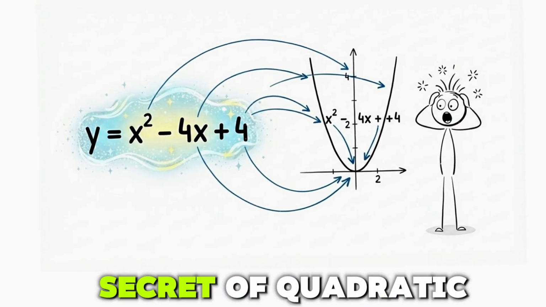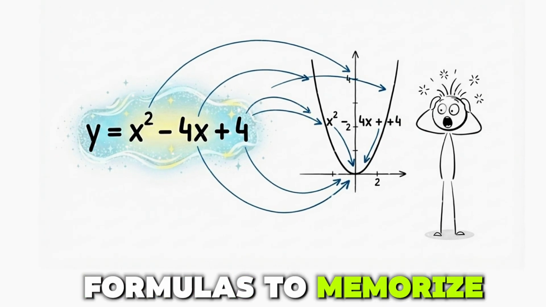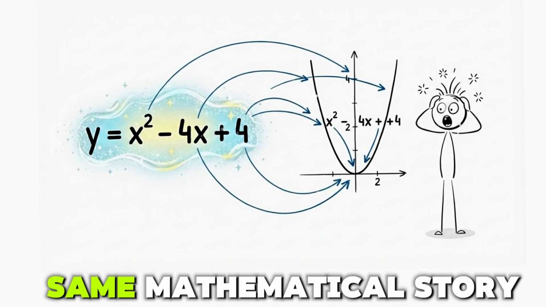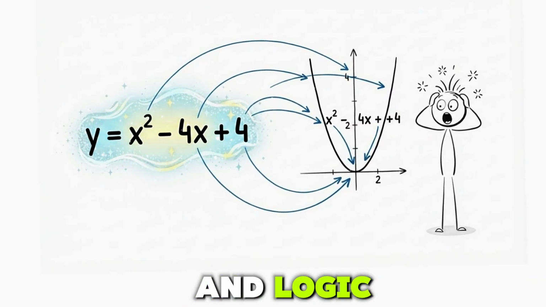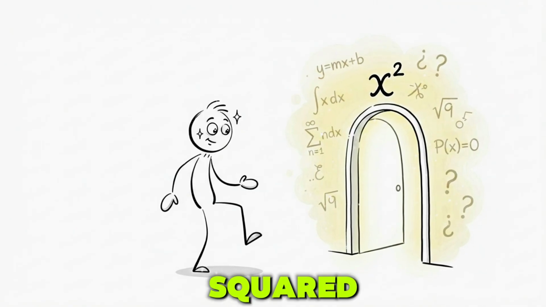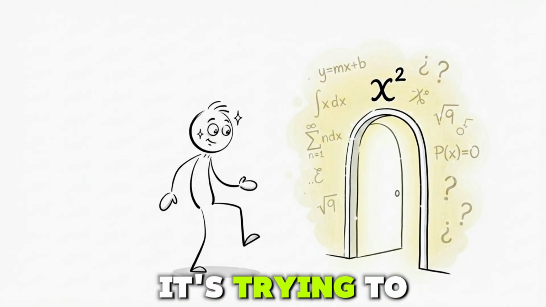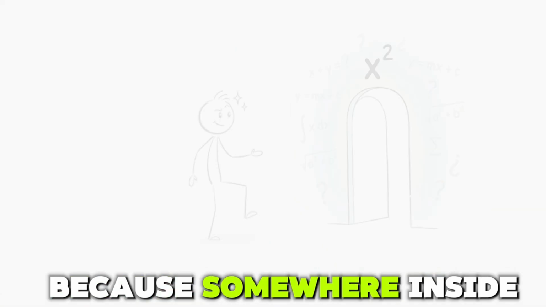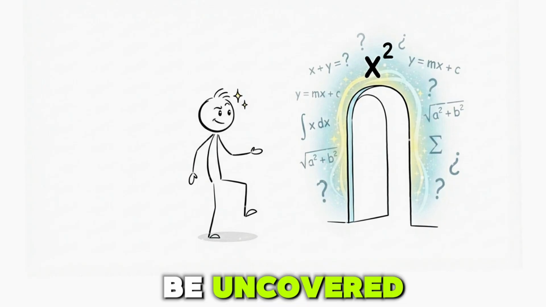That's the real secret of quadratic equations. They aren't just formulas to memorize. They're different ways of telling the same mathematical story through algebra, graphs, and logic. The next time you see an equation with x squared, don't rush to find the answer. Ask what story it's trying to tell. Because somewhere inside that curve, another mathematical mystery is waiting to be uncovered.